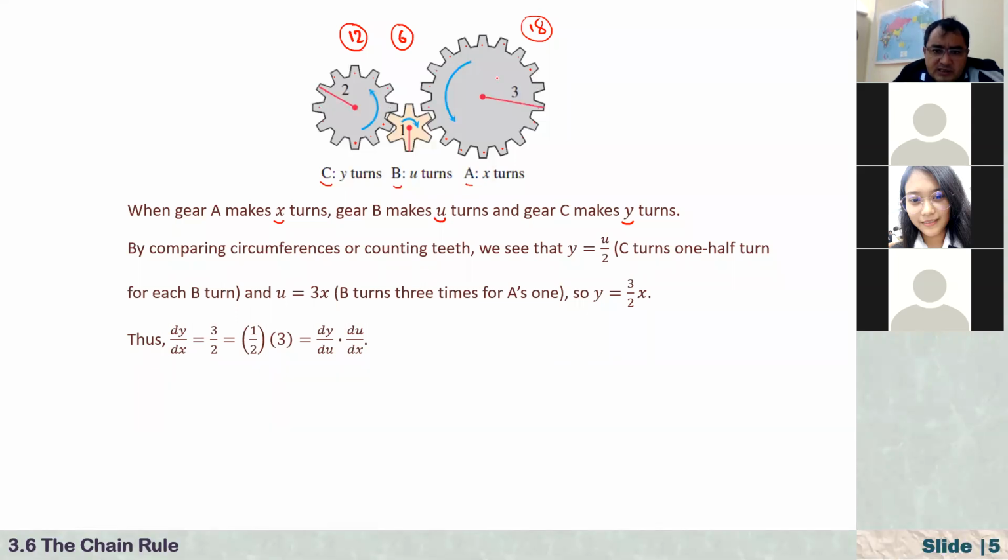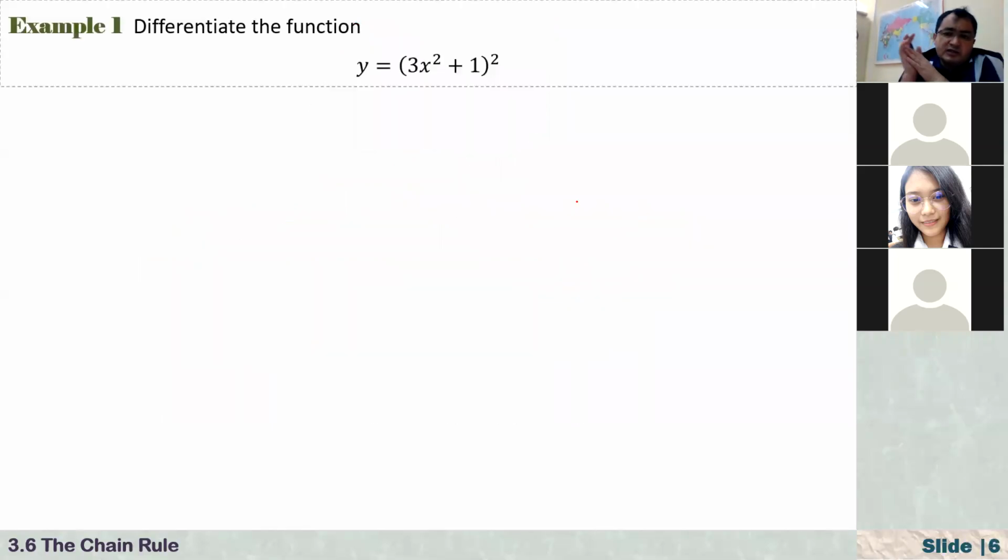When X makes one complete revolution, how about U? U turns 3 times, because it has 6 teeth and the big one has 18 teeth. One complete revolution for A means that U turns 3 times. So the rate of change of U with respect to X is equal to 3. Anyway, let's start with this example, and after that we will give the theorem and proof for the general case, and after that for other questions we can immediately use that theorem.